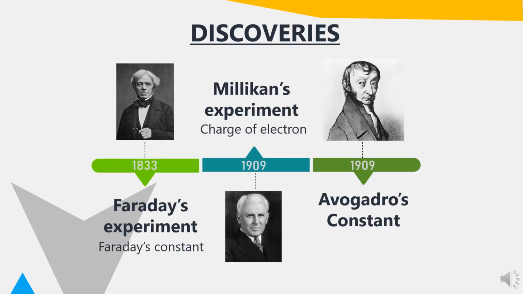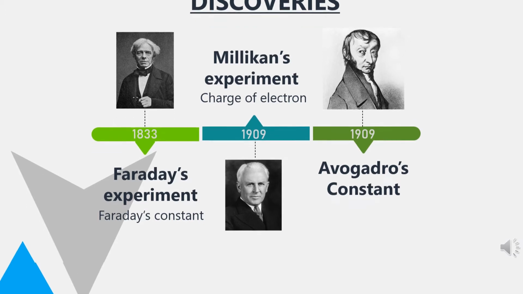The discoveries that led to Avogadro's constant. In 1833, Faraday carried out electrolysis in which he determined Faraday's constant. In 1909, Millikan determined the charge of an electron, and using these two values, Avogadro's constant was determined.